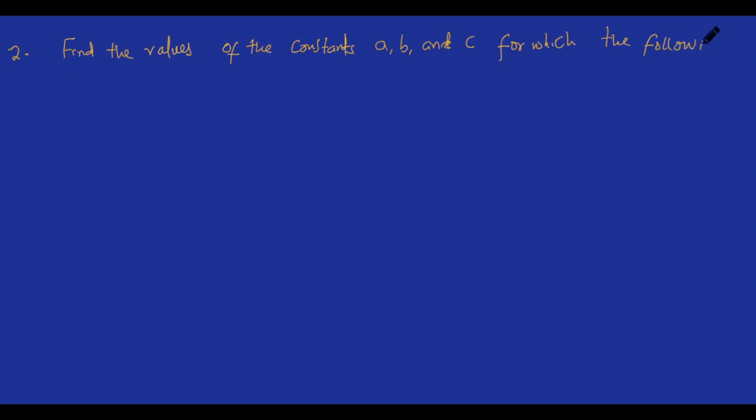So let's take a look at the second question that we will be solving. The second question says that we should find the values of the constants a, b, and c for which the following function is differentiable. And we are required to give a and b in terms of c.